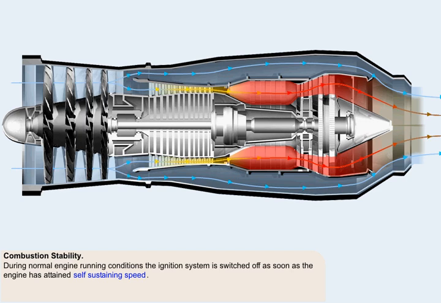During normal engine running conditions, combustion is self-supporting. The ignition system is actually switched off as soon as the engine has attained self-sustaining speed. Self-sustaining speed is the speed at which, after start, the engine can accelerate without the assistance of the starter motor.